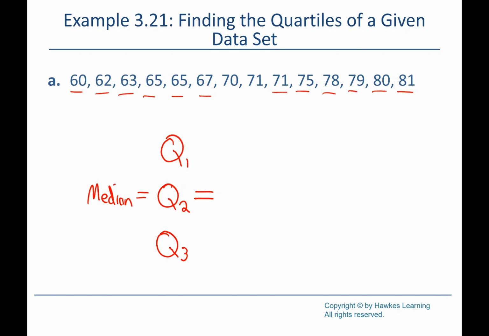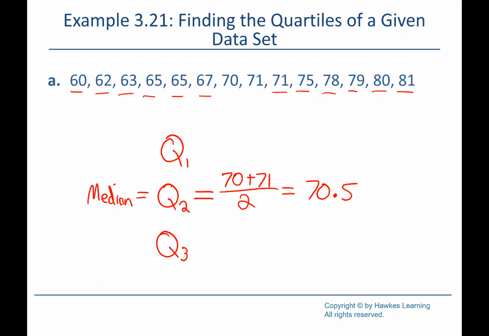Okay, so we have this situation where we have two middle numbers. 70 and 71. So how do we find the median in that case? Do you remember? Add them, divide by 2. Okay, so there Q2 would be 70.5.